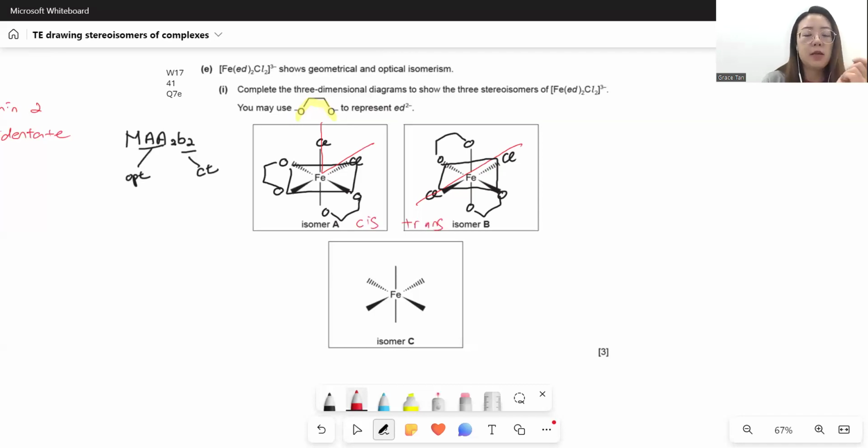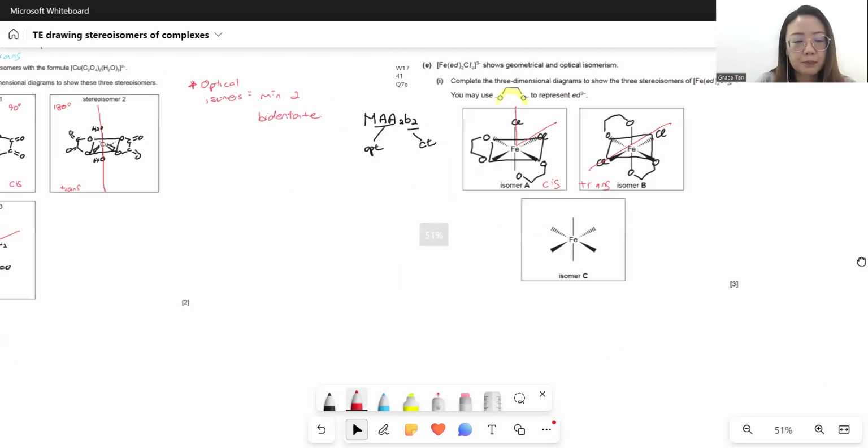Now then you take your cis isomer, and you do a mirror image. You can flip it to the left, you can flip it to the right for the mirror image, up to you. So I'll leave it to you for the third drawing and the last one. Okay, so that is the capital AA2 and B2 format.